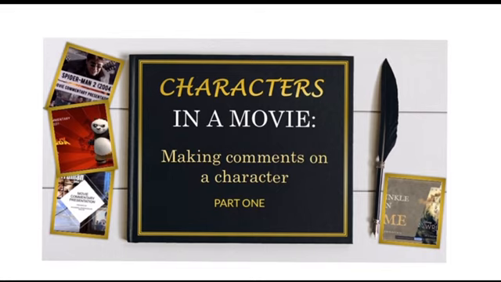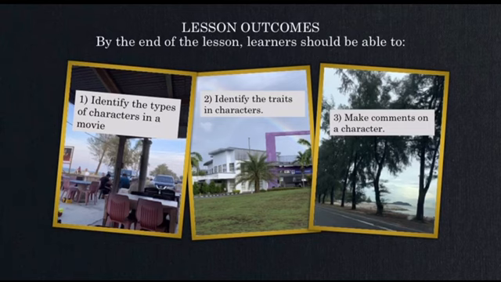However, to give good comments, learners need to have a good analysis of the content so that the comments can be supported with good evidence based on what learners watch. Therefore, this module will provide simple and interesting strategies for learners to present their comments on a movie. There are 3 lesson outcomes for this topic. By the end of the lesson, in this first video, learners should be able to identify the types of characters in a movie. For the second video, by the end of the lesson, learners should be able to identify the traits in characters and also to make comments on a character.